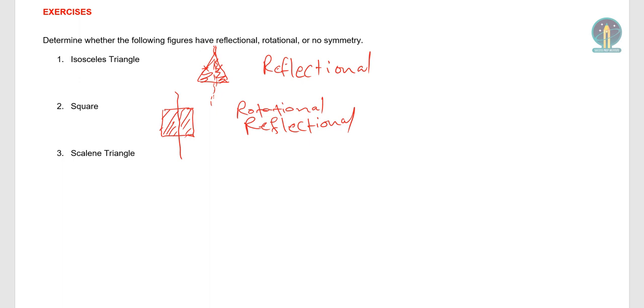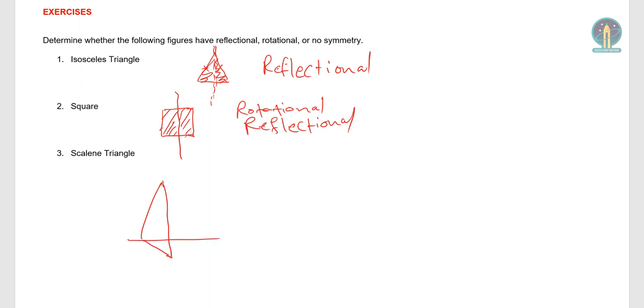Okay? For a scalene triangle, remember, a scalene triangle is a triangle that has 3 unequal side lengths. It doesn't have rotational symmetry because, again, there's no angle value that will give you the same shape as the original shape other than 360 degrees, where it goes back to where it started from. So that doesn't count. So it has no rotational symmetry, and it does not have reflectional symmetry either, because there's no way to cut it to get two congruent triangles.